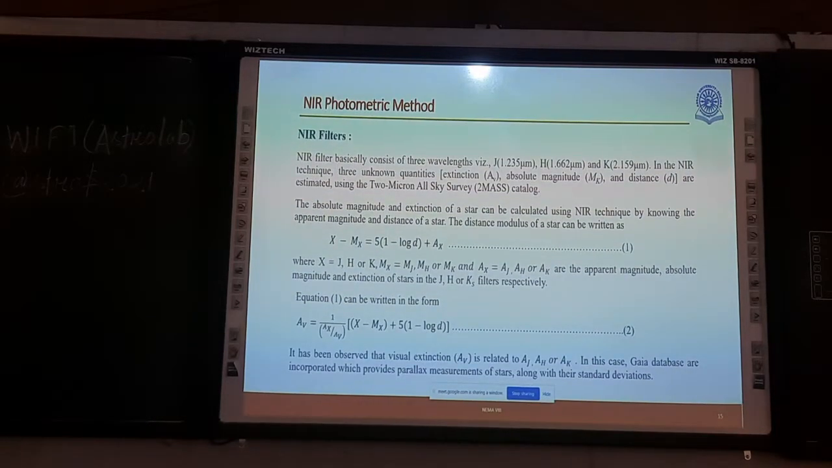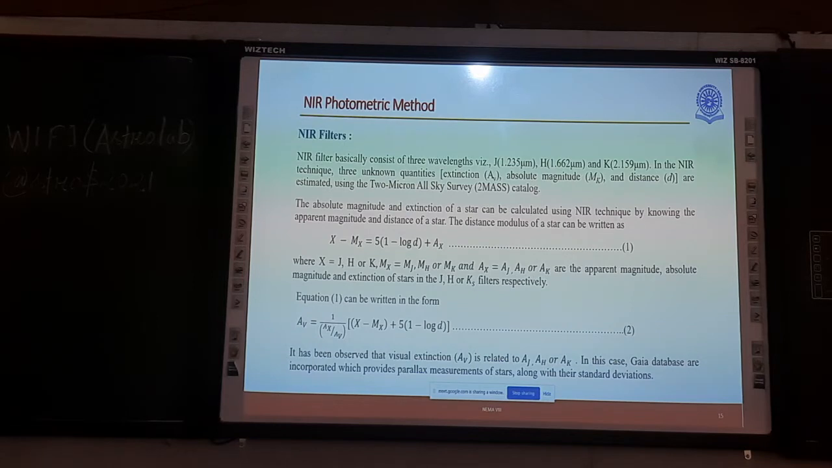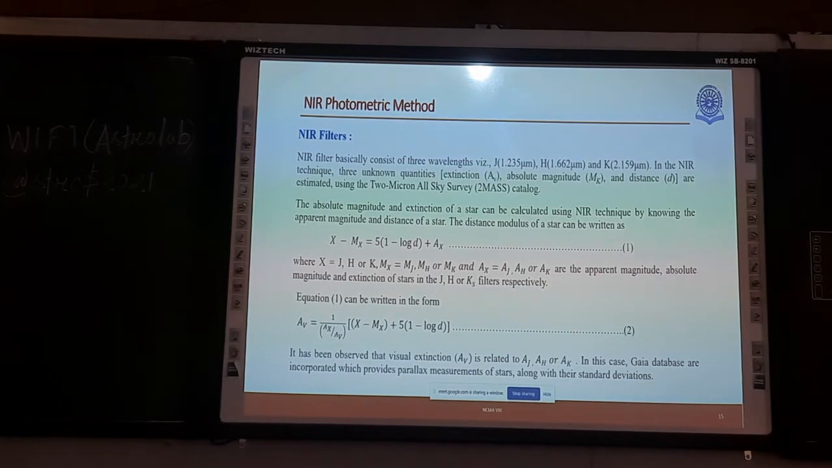This is our photometric technique, the NIR filter. In this filter, we have the three wavelength bands, J, H, K, and the JHK magnitudes are given. With that NIR technique, we have calculated the extinction and the distance. Here, first of all, is the absolute magnitude versus extinction equation.